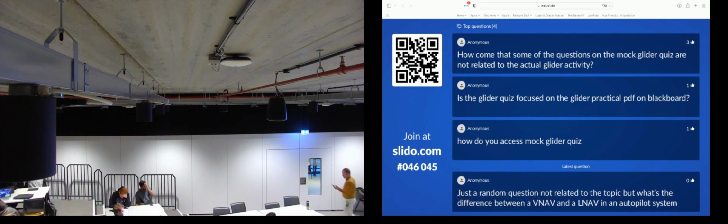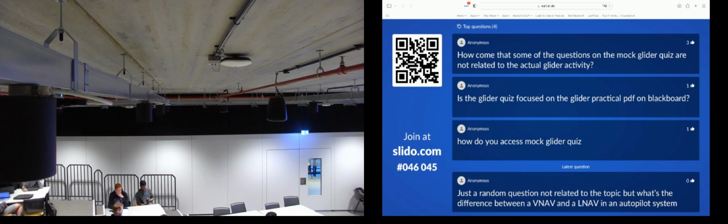How come some of the questions on the mock glider quiz are not related to the glider activity? So the mock quiz, the practice quiz, is actually a mixture of all the quiz types. Some of the questions are glider, some of the questions are systems activity, and some of the questions are midterm style questions. So the beauty is it gives you practice answering those question types and also allows you to look at what types of questions you might get in those quizzes.